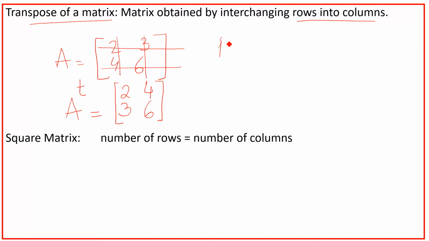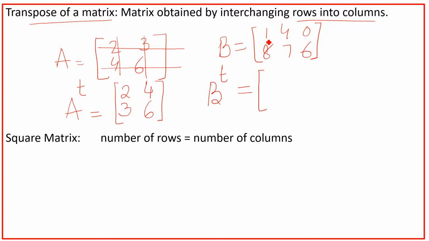Another example: suppose we have B, with any elements you like. If someone asks you what will be the B transpose, it is very simple. This is the first row, make it a column: 1 4 0, then 8 7 6. This is the row converted into a column. This is called the transpose. So the transpose of a matrix is obtained by interchanging rows into columns. This term we will use in the next few slides.